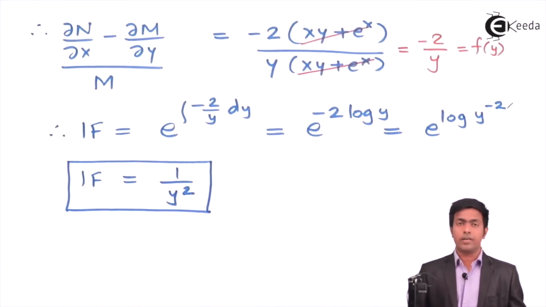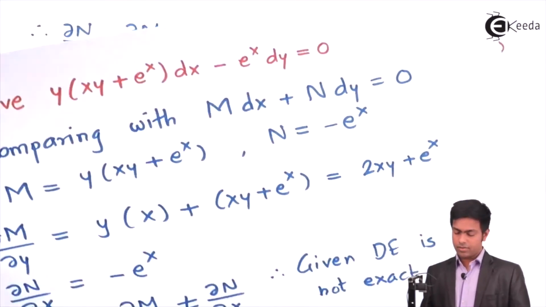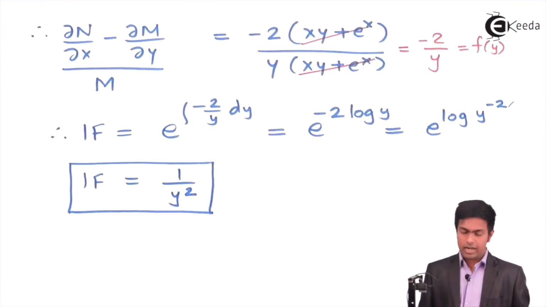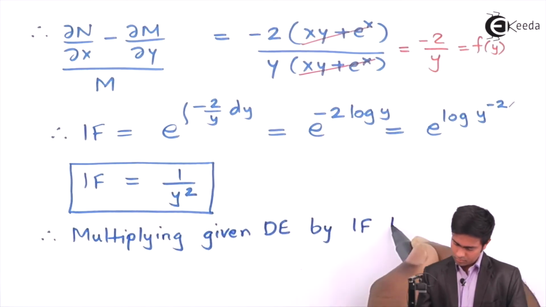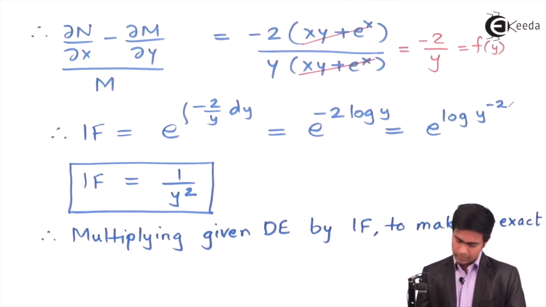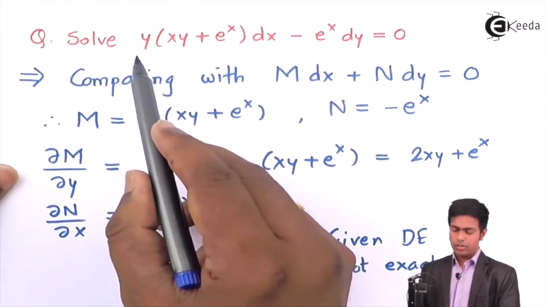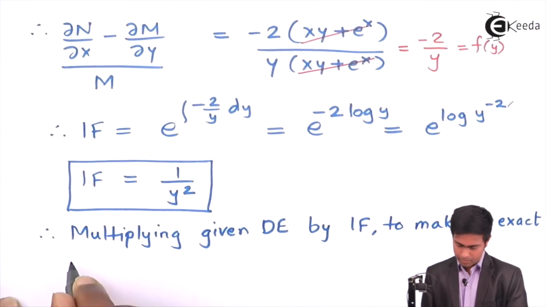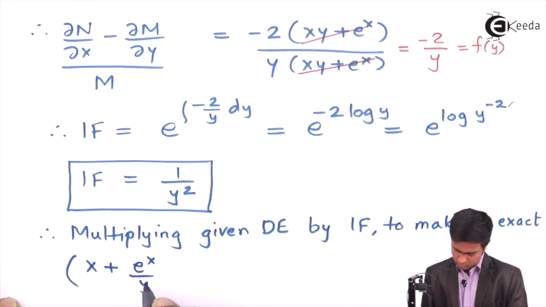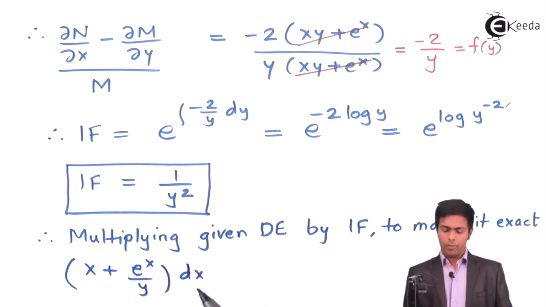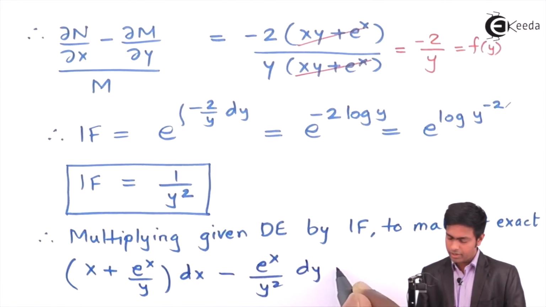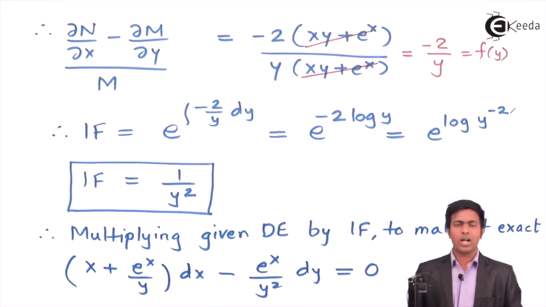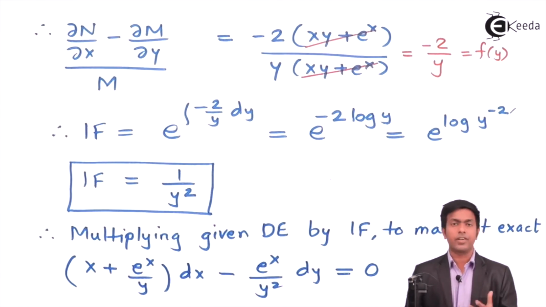Now we'll multiply the given differential equation with the integrating factor. Here we have the equation. I'll multiply this equation with the integrating factor and make it exact. So multiplying, 1 upon y square into the first term will give us the dx term, and 1 upon y square into the second term will give us minus e raised to x upon y square dy, equal to 0. Now this differential equation has become exact, and we will use the method of exact differential equation to get the solution.